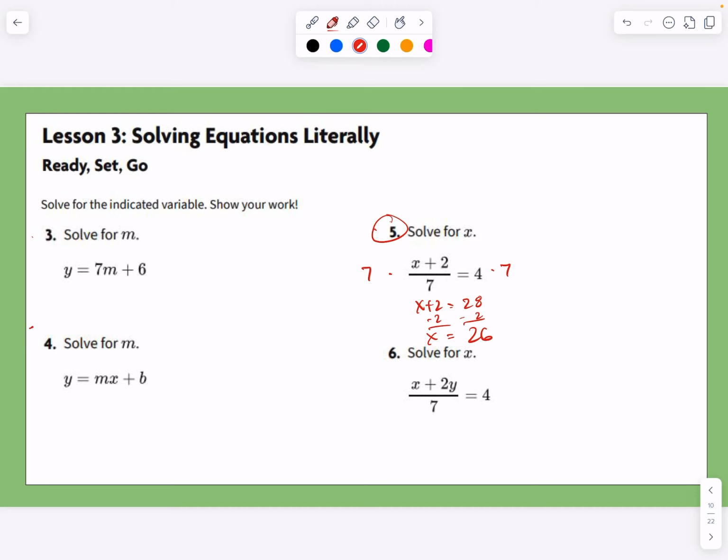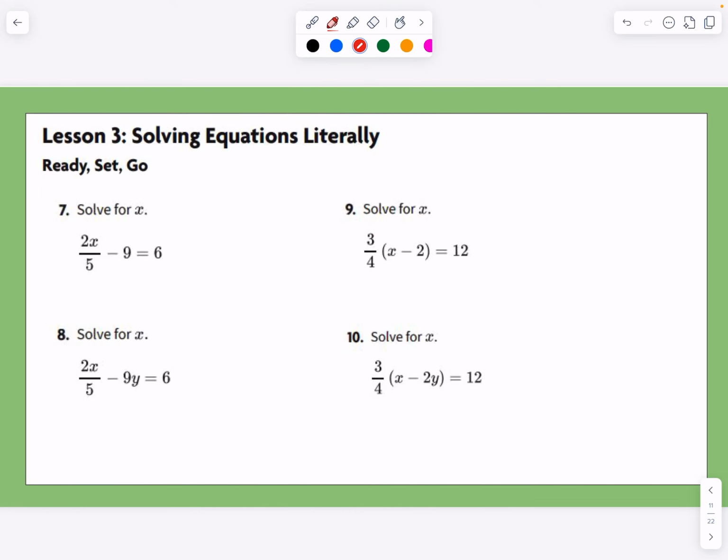Okay? Now, if they have ones with multiple variables in them, which they do for some of these ones here, I guess I probably should do another one here. 6, yeah, I'll do one. Let's do 6. We're going to keep that variable like it is. So let's multiply both sides by 7. So x plus 2y equals 28. I still want to get the x by itself, so I'll subtract 2y from both sides. So x equals, in this case, 28 minus 2y. So we leave it with the two variables there.